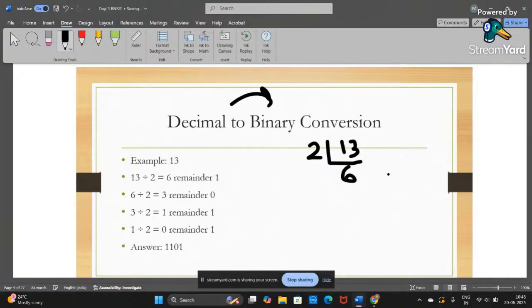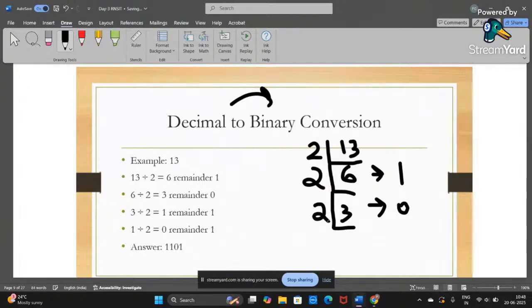2 6s are 12, so the remainder is 1. I'm writing the remainder. Next, 2 3s are 6, so 0 is the remainder. Next, we have to divide by 2 itself because we are converting from decimal to binary. So 2 1s are 2, and 1 is the remainder.